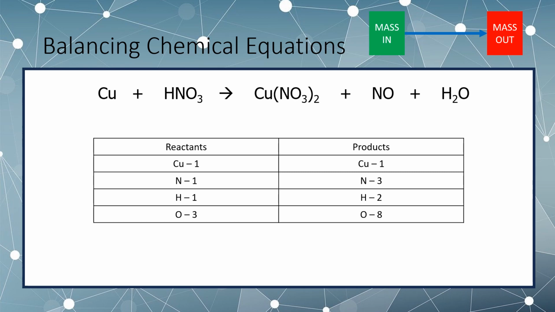We then have one nitrogen on the left, and we have 3 nitrogens on the right. Now, be careful with this one, because you can see we have nitrogen and an oxygen, or NO3, in brackets.